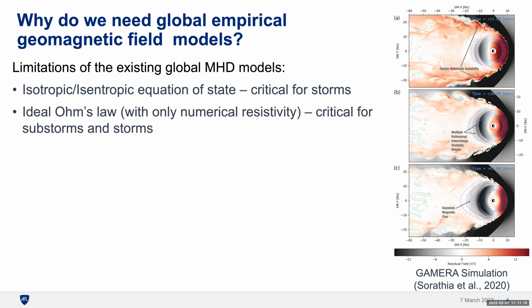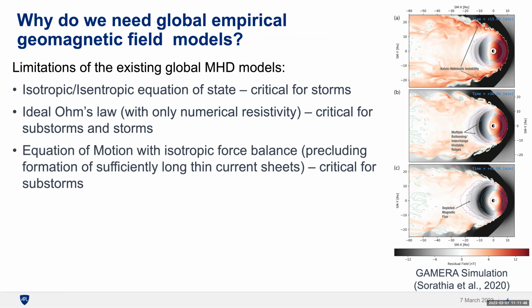But another issue is the idealized Ohm's law. MHD simulations often rely on numerical resistivity to initiate reconnection both on the dayside and within the magnetotail. Part of the problem with this, and Harry will go into more detail next week, is that reconnection often occurs much closer to Earth than what is observed in the data.